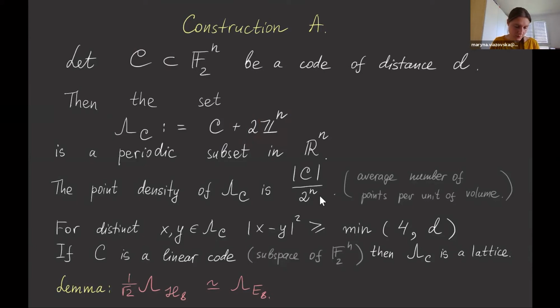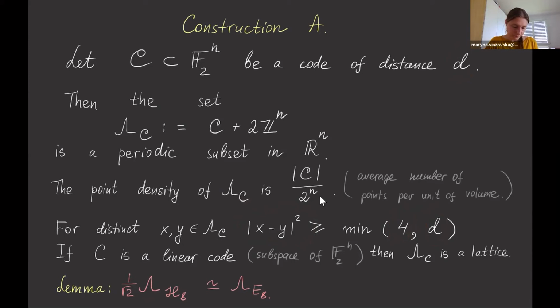And then it's easy to see that this will be a periodic subset in Euclidean space. And then if our code was a linear code, then this periodic subset will be a lattice. And if we know parameters of this binary code, then we will be able to compute the density of points in our periodic set Λ_C. And we can also estimate its minimal distance. Its minimal distance squared will be bounded from above by the distance of the code and by the number 4.